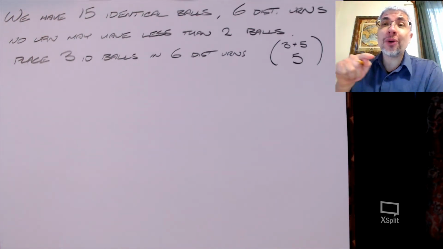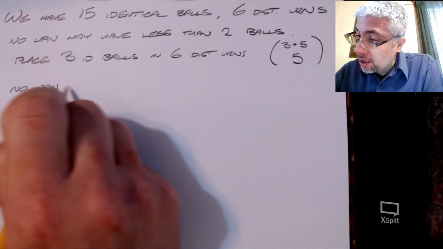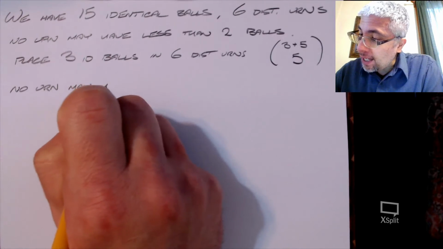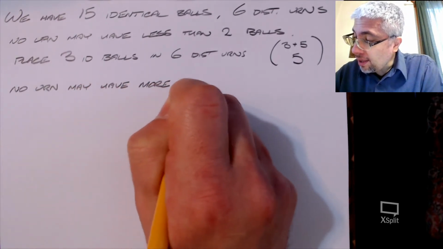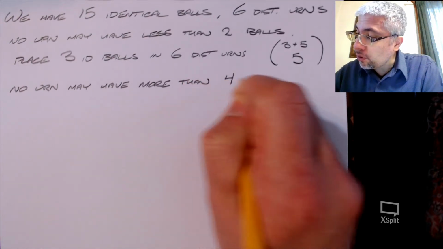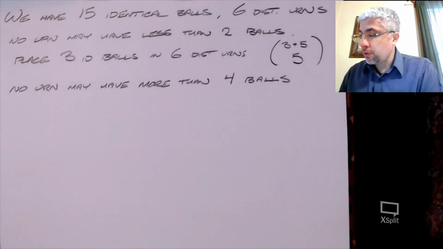Okay, so now, same situation, but what I really want to ask is, instead of giving it a lower bound, I want to give it an upper bound. So I'm going to say no urn may have more than, and let's see, let's make it 4. No urn may have more than 4 balls.